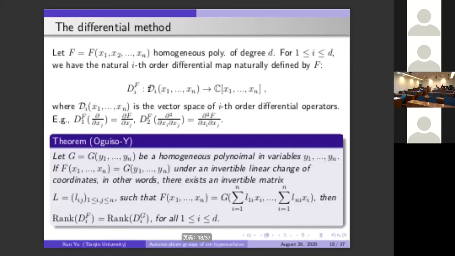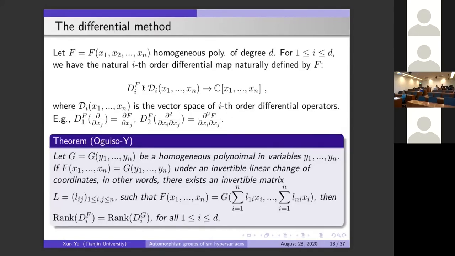So another thing is, for a given hypersurface like Fermat or Klein, if the number of monomials is very few, then it is possible to directly compute the full automorphism group. In other words, you decide all possible linear transformations which preserve the polynomial. It turns out in the quintic case, we can use the so-called differential method to do that.